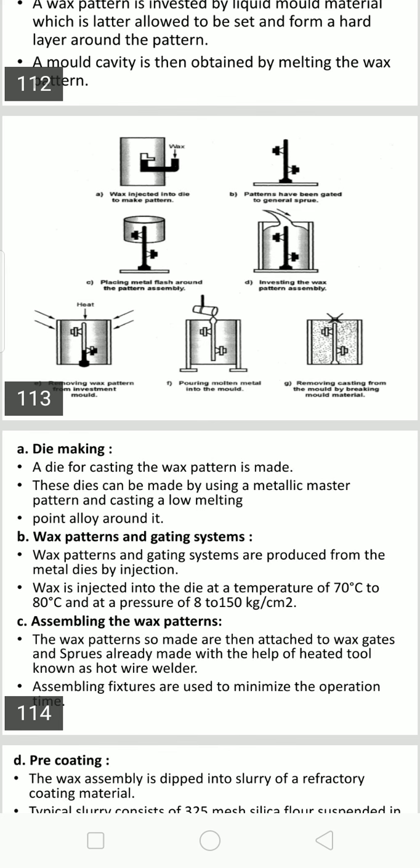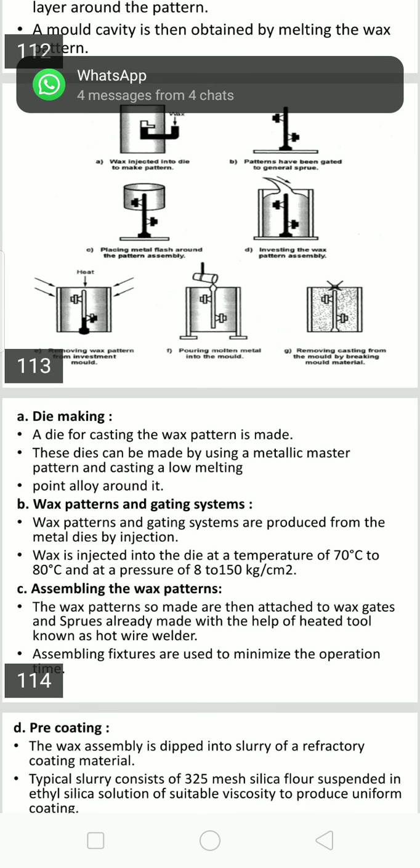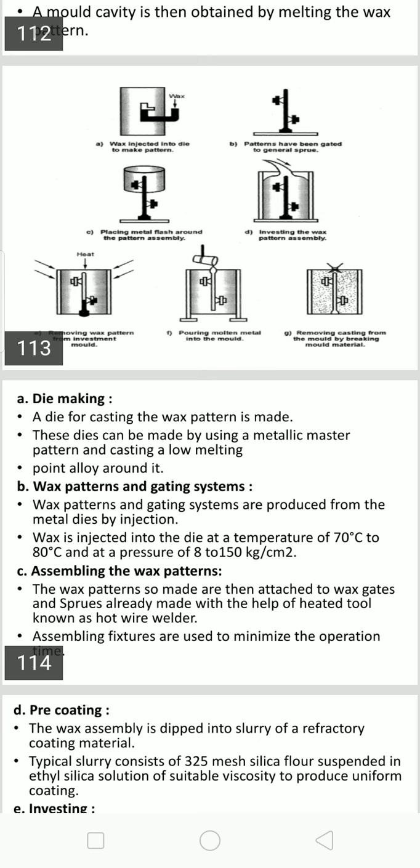The next step is investing. The wax assembly is then invested in a mold. Looking at the picture, the assembly is inverted on a table and surrounded with a paper lined steel flask, as shown in the fourth figure, and this investment molding mixture is poured around the shells.